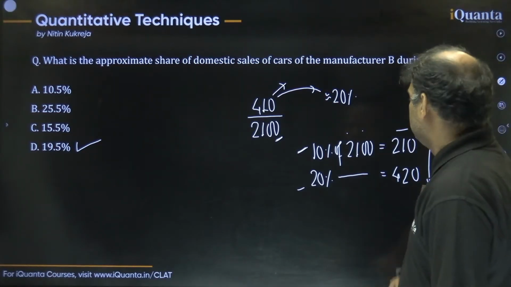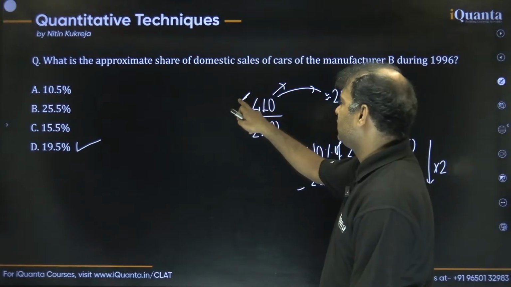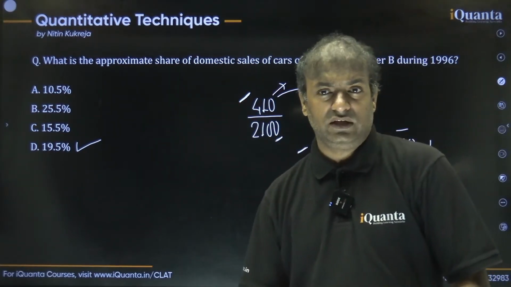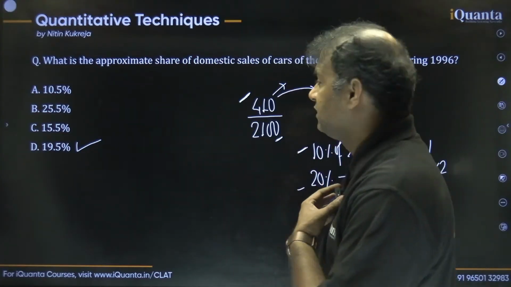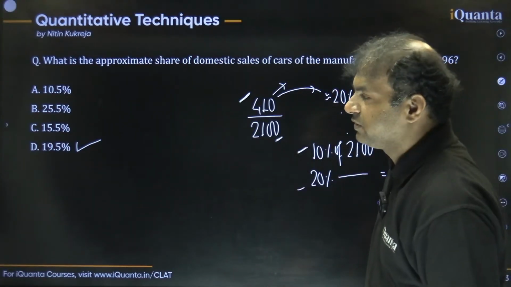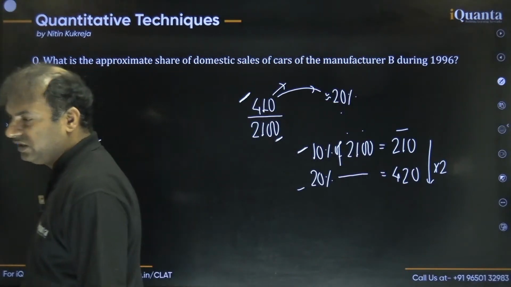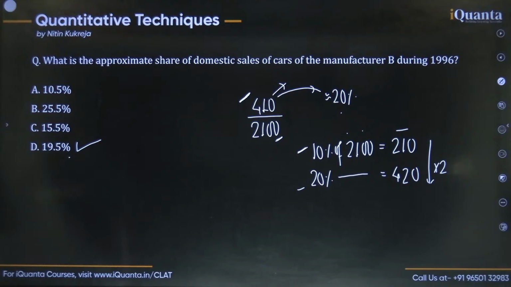So 20% is 420, and here we had to check 410. And 410 is very much close to 420, right? We're extremely close to 420. That means the answer should also be close to 20%. And close to 20%, the only option here is option number D, right? That's why I just clicked option D as the answer.